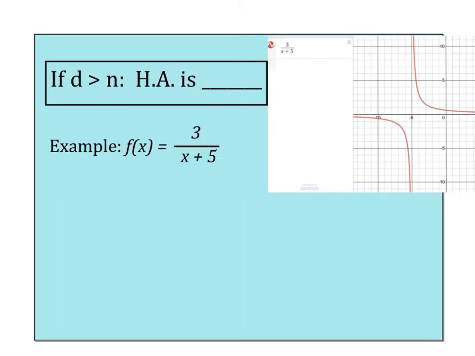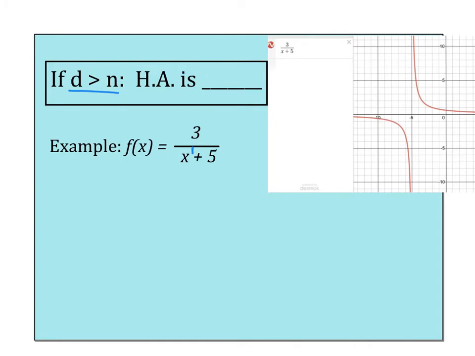Okay, so first example here, okay? In this case, the degree of the denominator, take a look at the expression. The denominator has an x to the first power, so its degree is 1, while the numerator doesn't have an x. So the denominator's degree is greater than the numerator's degree, right? It's larger in the bottom of the fraction.